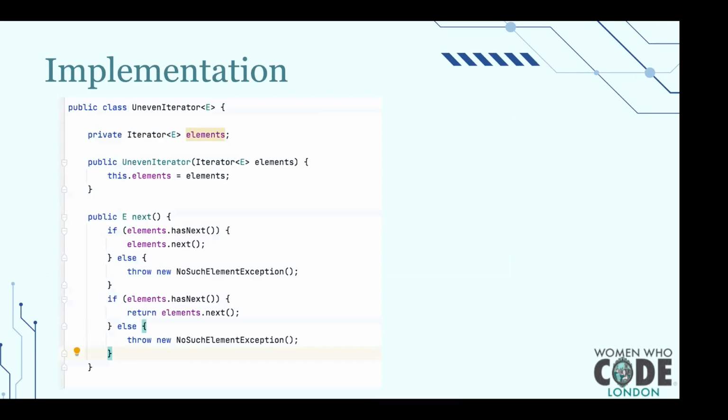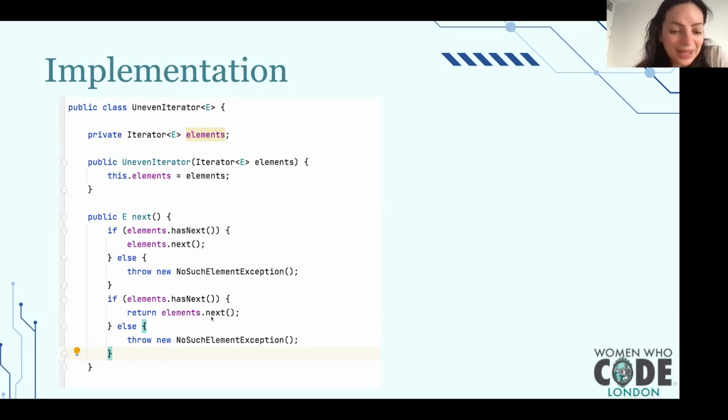Well, the trick is simple. We just do 2 steps. We check if the iterator already has next, and just do the step, but do not return the element. If there are no elements, we throw a NoSuchElementException, because this is basically what we are going to throw. And then we check again.